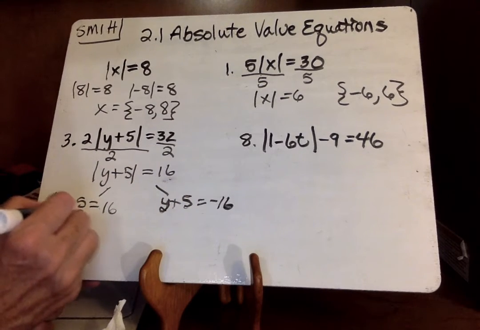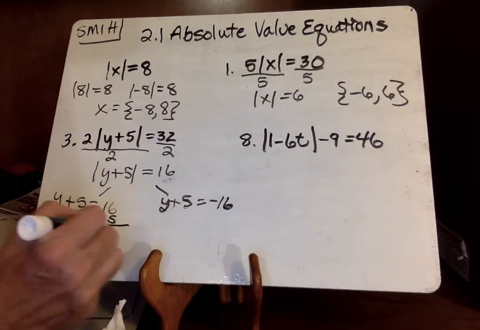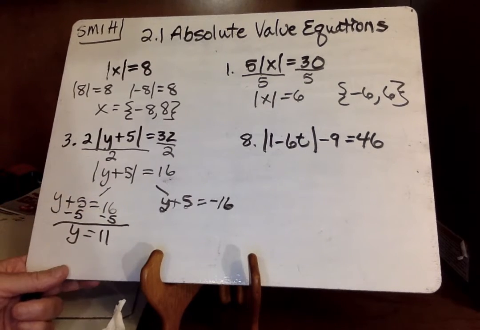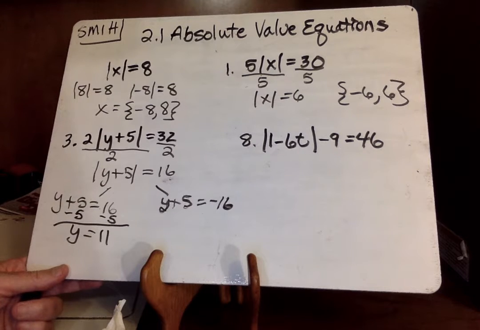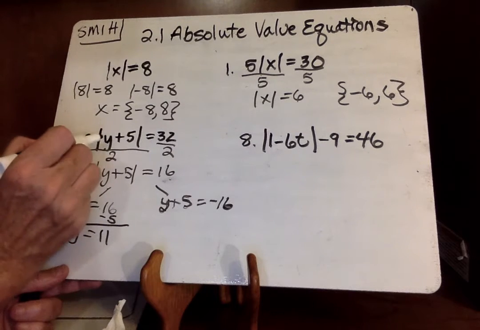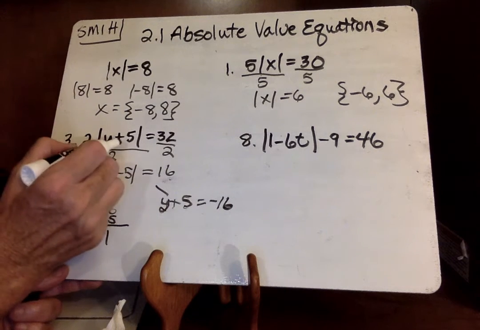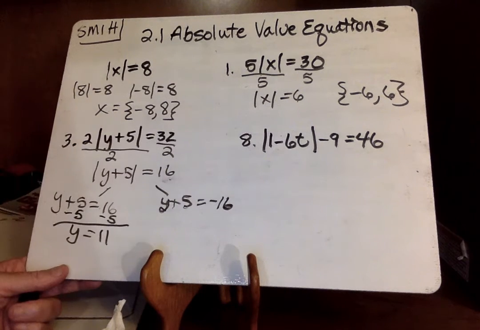So I go minus 5 here, minus 5 there, and we say y equals 11. So there's one solution. And if we want to go back to the original equation, 11 plus 5 is 16. Absolute value is 16, times 2 is 32. Boom, we've checked it and it's right.